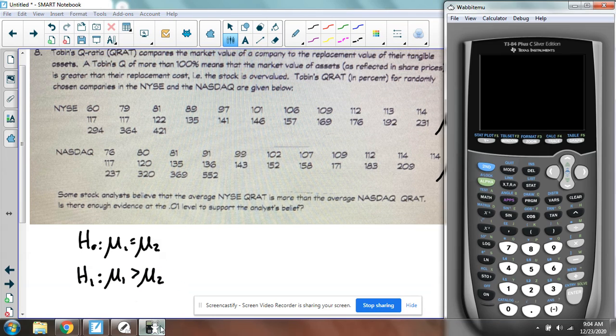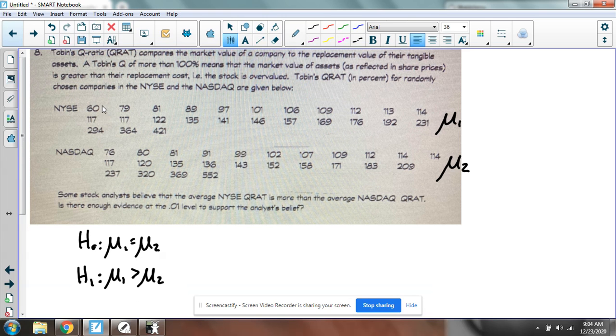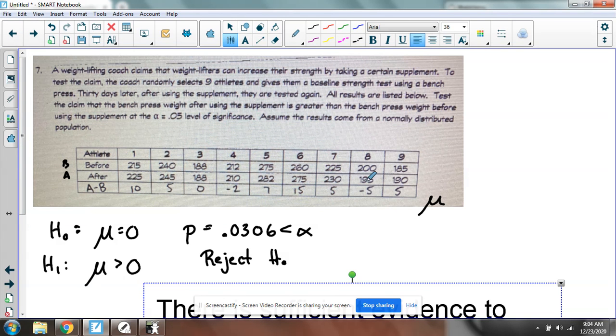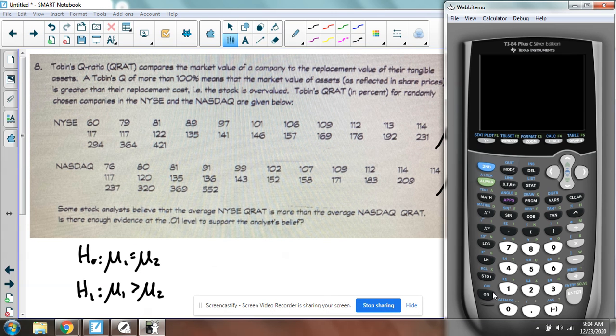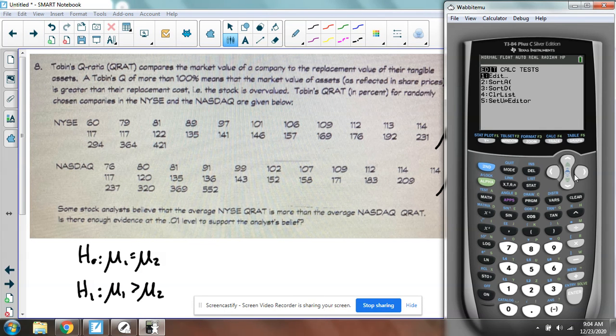Okay, so since they're independent now, like in the last example, they were the same guy in both things. That's why we used the t-test. Here they're independent, so we're going to have to use a two-sample t-test. You'll see the first thing I did was put my data in L1 and L2. Now I'm going to go to stat, two-sample t-test. My data L1 and L2, frequencies are 1 and 1. I'm trying to show that mu1 is greater than mu2, so that's good.